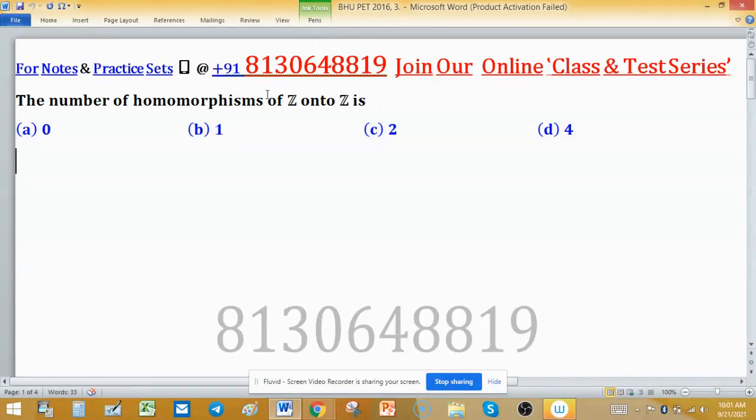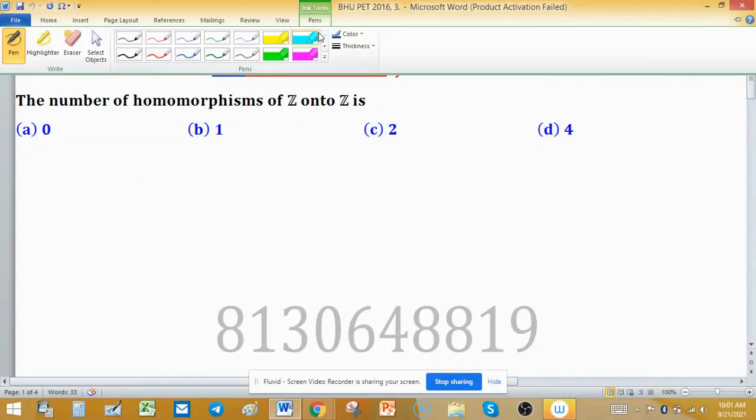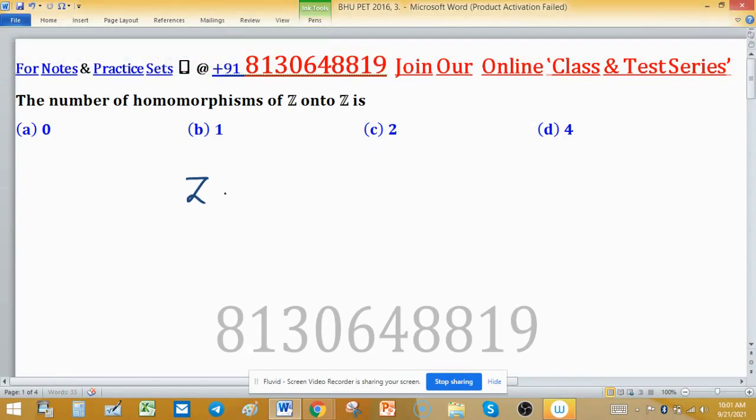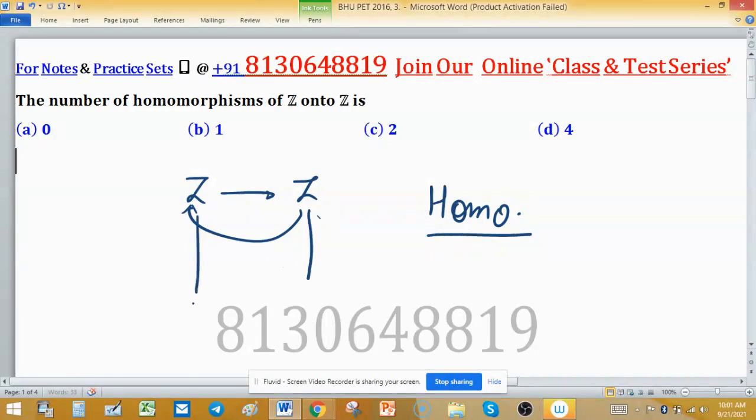Four options are associated with this problem. We have to find the onto homomorphisms from Z to Z. First, understand the meaning of onto homomorphism. Homomorphism means that the domain and codomain are groups, forming a group with respect to a binary operation, and commonly it is the same binary operation.